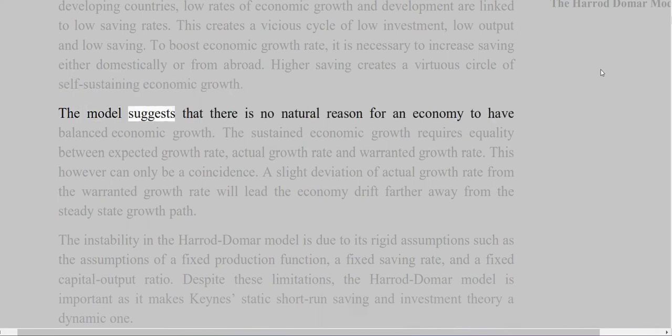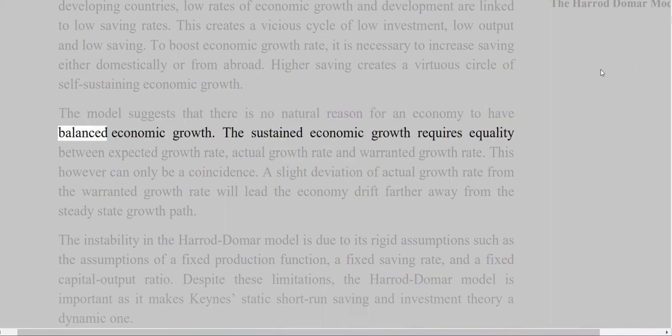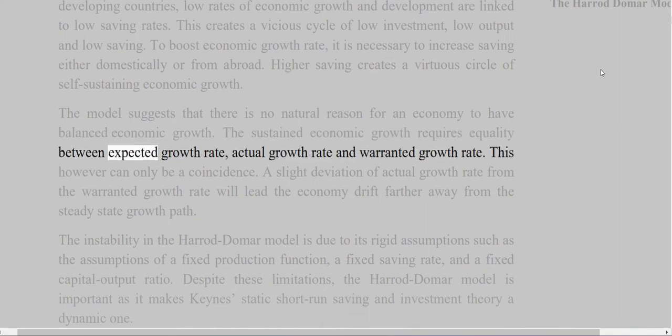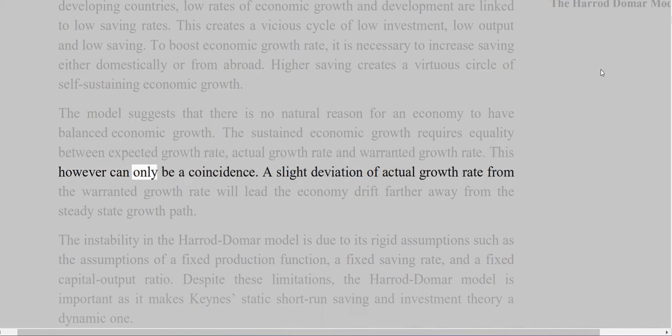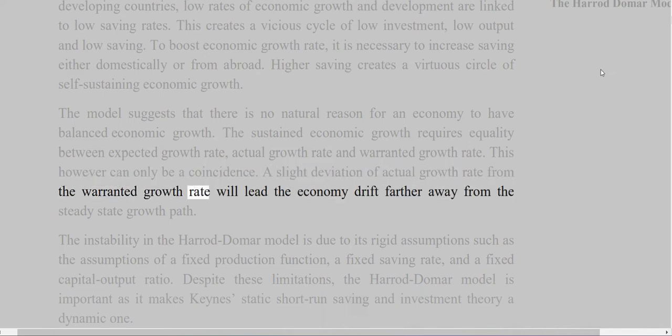The model suggests that there is no natural reason for an economy to have balanced economic growth. The sustained economic growth requires equality between expected growth rate, actual growth rate, and warranted growth rate. This, however, can only be a coincidence. A slight deviation of actual growth rate from the warranted growth rate will lead the economy to drift farther away from the steady-state growth path.